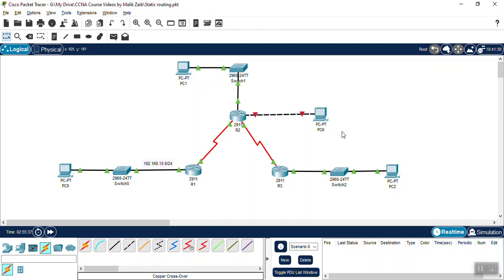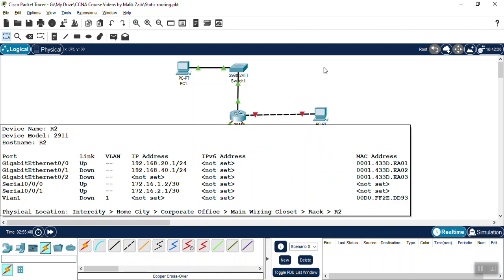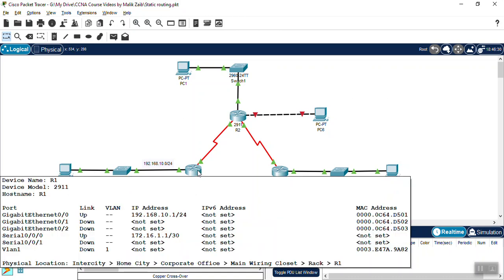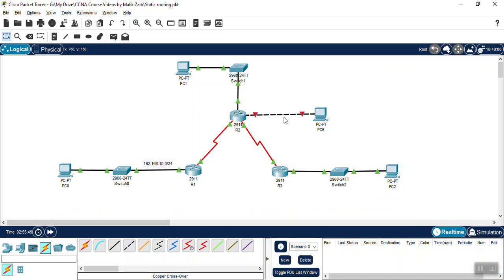Now this PC is connected with R2, and as I told you in our last lecture, we will check what are the remote networks for each router. So we will check for which router this network is the remote network. As we know, R1 has two local networks. The network that is going from R1 towards the switch is the LAN for this router, and the other network is from R1 to R2. These two are directly connected networks, and all other networks are the remote networks.